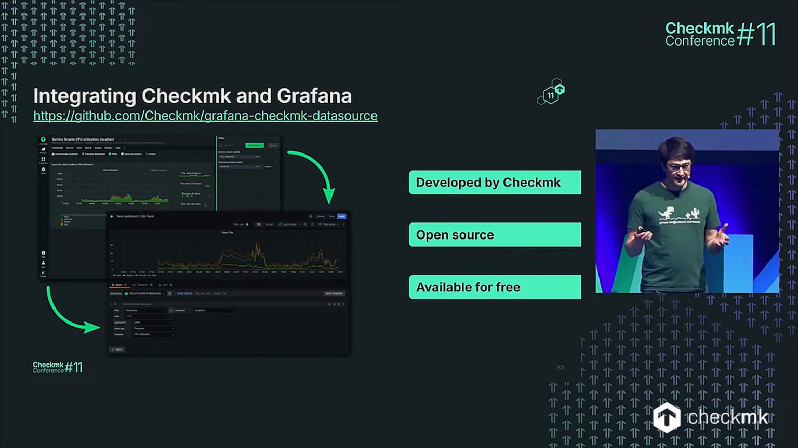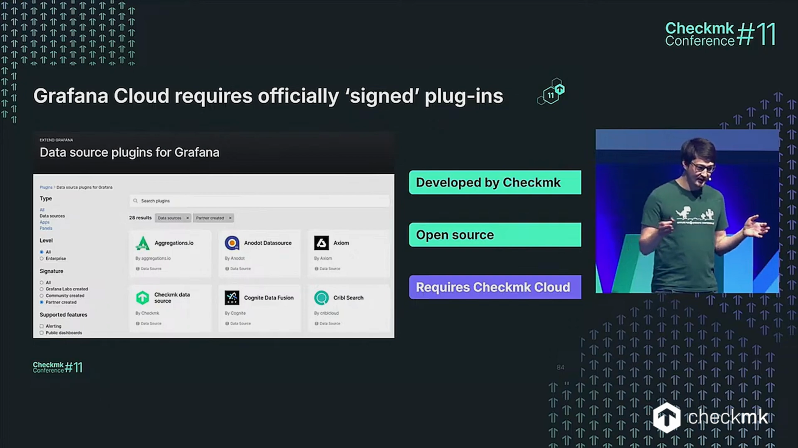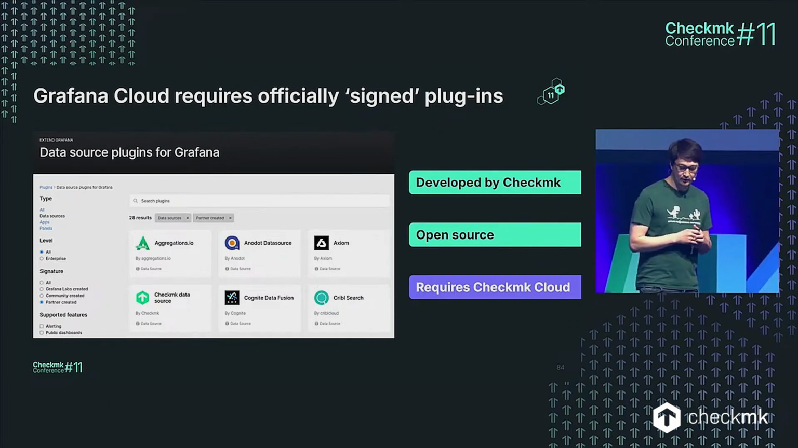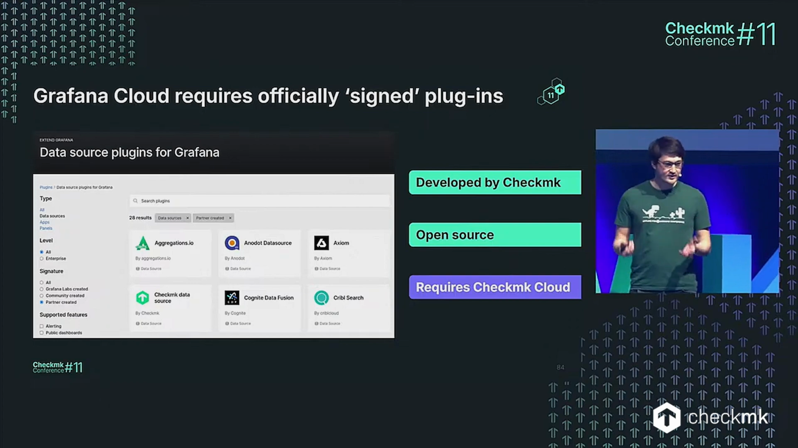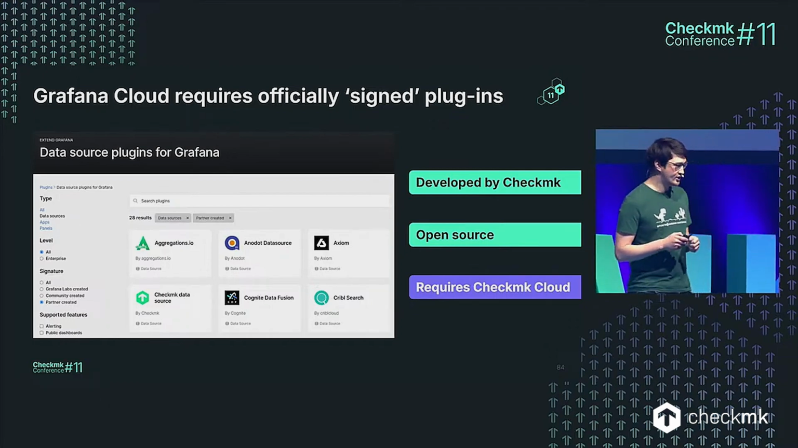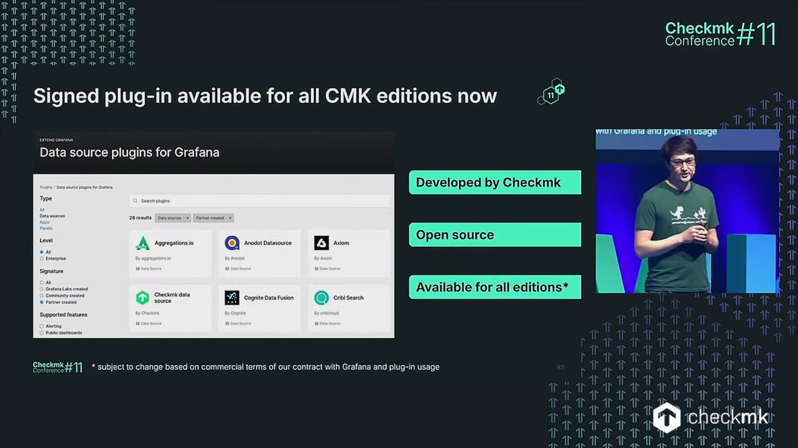It's open source. It's available for free if you use the Grafana open source solution. However, if you use Grafana Cloud, you need an officially signed plugin. That's the only way you can get data sources into Grafana Cloud. And we also have a plugin for that. That's also developed by us. It's also open source. It's almost the same thing, except that we give it to Grafana so that they sign it. And it used to be only available in Checkmk Cloud. Now it's different. Now it's available in all Checkmk editions.